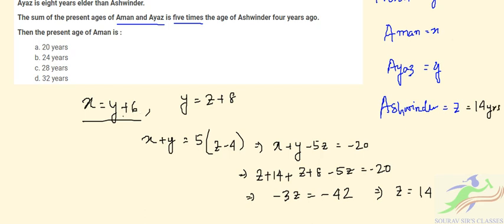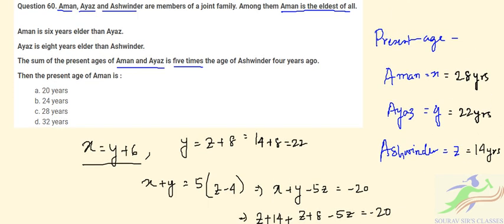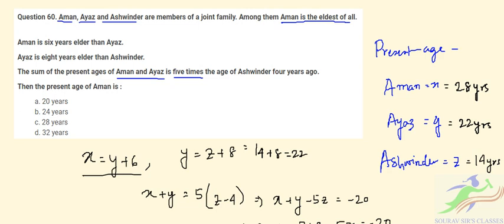Next, we have to find the age of Ayaz. Y is 14 plus 8, which is 22. So the age of Ayaz is 22 years, and the age of Aman, X, is 22 plus 6, that is 28 years. We have to find the present age of Aman, so that is 28. The correct option is C.